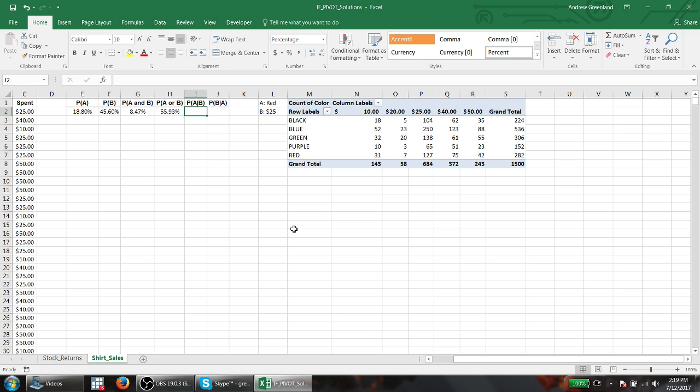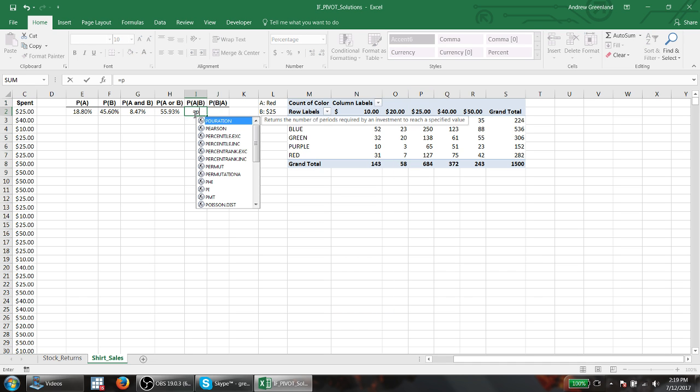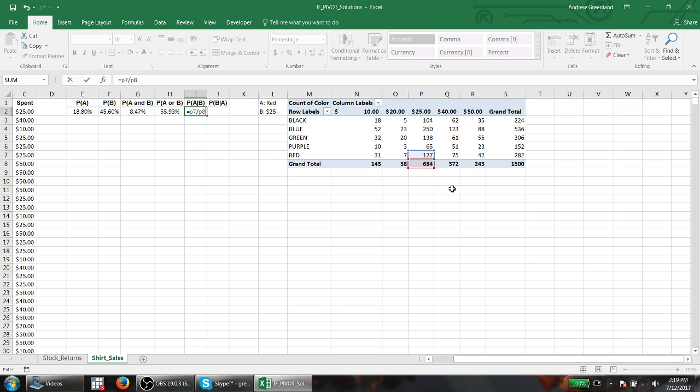Now, the probability of A given B in this example is the probability of seeing a red shirt purchased given that they spent $25. So we are saying, given that we know someone spends $25, and there are 684 people who do, what share of them buy a red shirt? Well, this is actually a much easier question than it seems. This is just P7 divided by P8: the number of people who bought a red shirt that was $25 out of the total $25 shirt buyers.